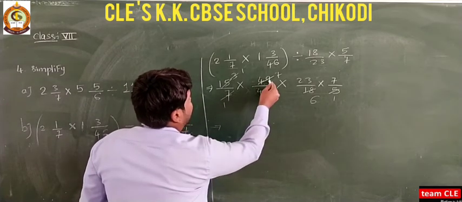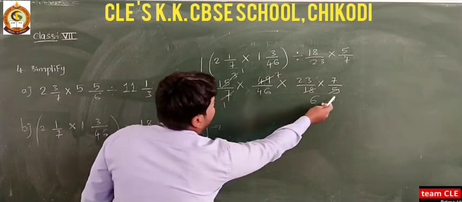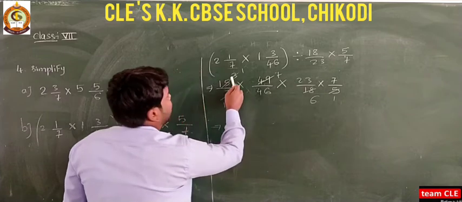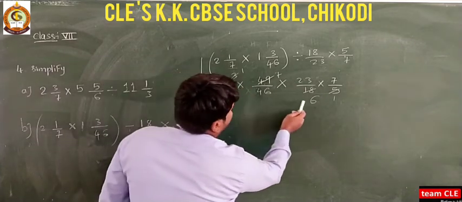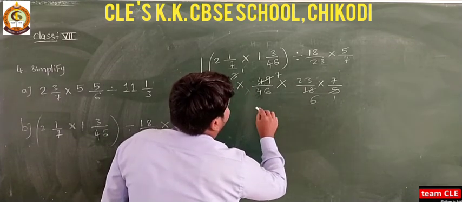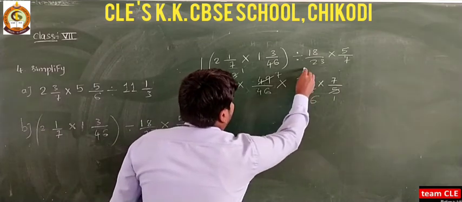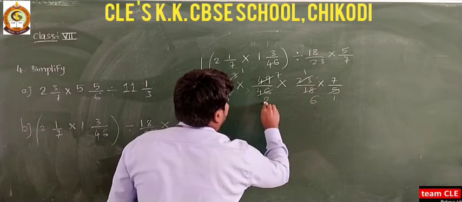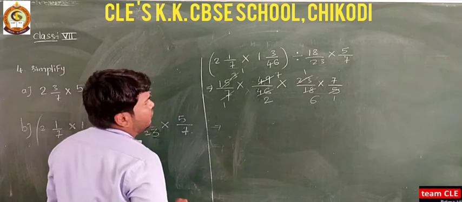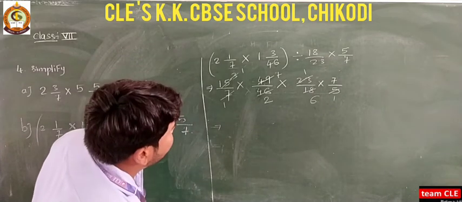Okay, dear students, now see, 7 ones are 7, 7 sevens are 49, 5 threes are 15, 3 ones are 3, 3 sixes are 18. So again see what we can do. This is 23 ones are 23, 23 twos are 46. Again, the numbers which are remaining here, see the numbers which are remaining.